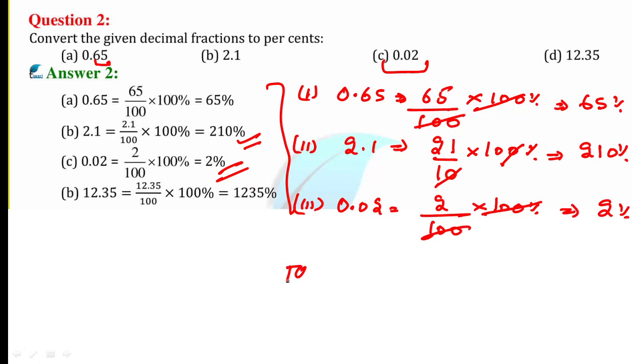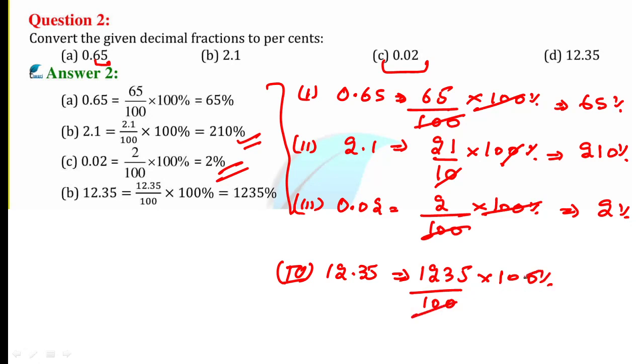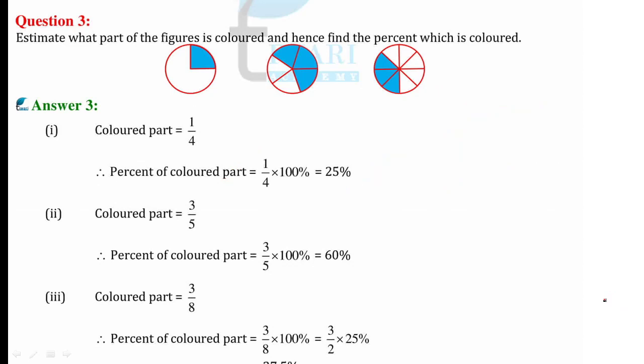Last part is your fourth part, that is 12.35. So how many decimal digits are there? There are 2 decimal digits. So 100 will be divided with this and 100 will be multiplied to convert it into percentage. This 100 will cancel and you will obtain 1235%, as answer.